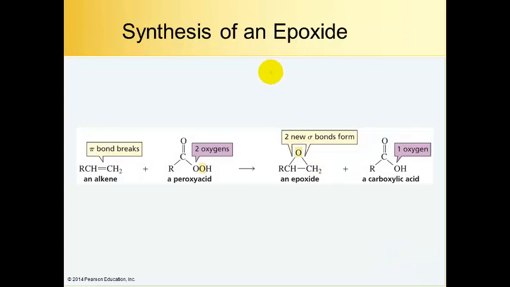Epoxide. Now remember, epoxide is that three-membered ring with the oxygen in it. It is an ether, but it's a special ether. And the reason it's a special ether is because it's so reactive because of the ring strain. Remember how we made these epoxides back in an earlier chapter.